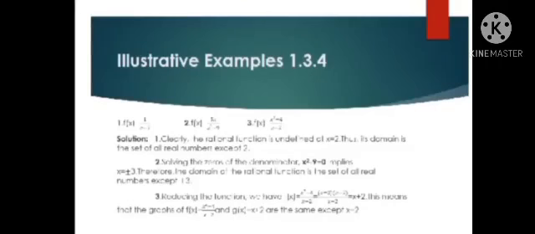Reducing the function, we have f(x) equals x squared minus 4 over x minus 2 equals (x plus 2) multiplied by (x minus 2) over x minus 2 equals x plus 2. This means that the graphs of f(x) equals x squared minus 4 over x minus 2 and g(x) equals x plus 2 are the same except at x equals 2.